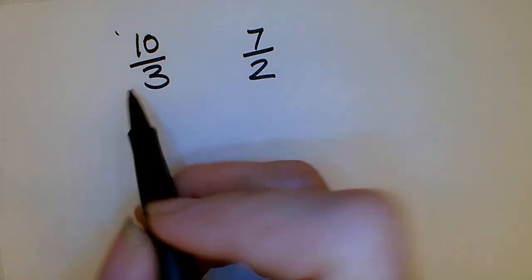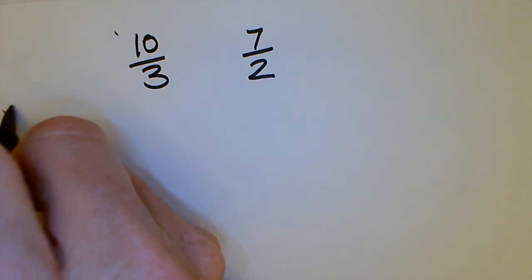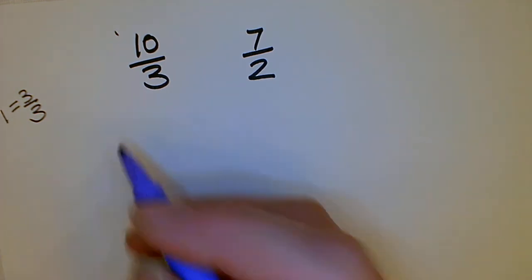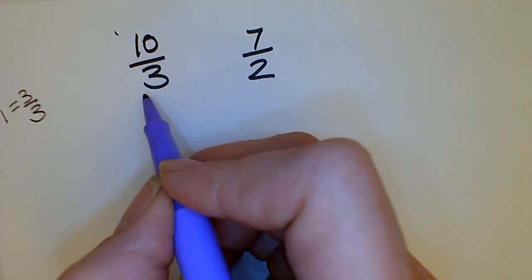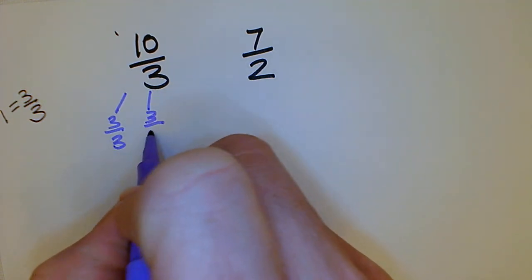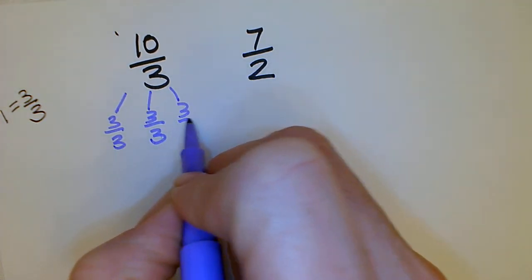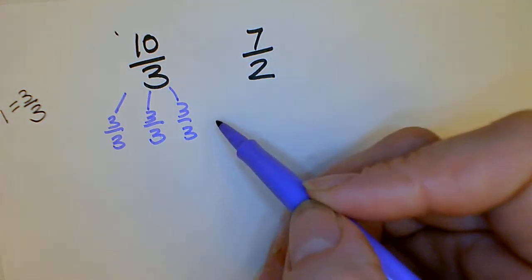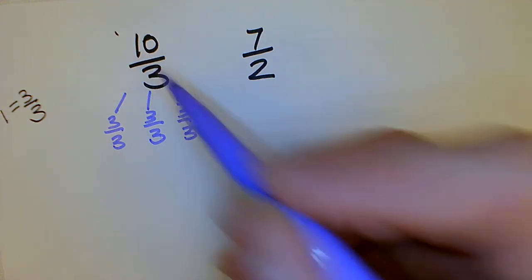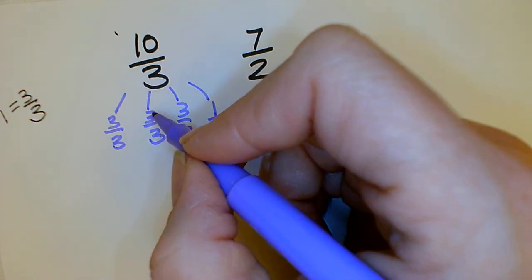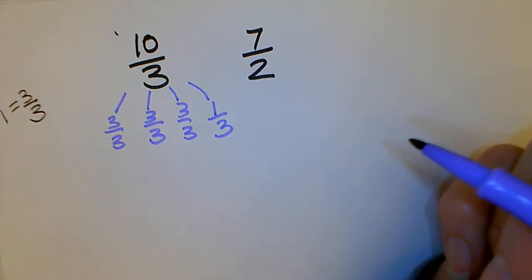So here we go. For this one, what I'm going to remember is that 1 is equal to 3 thirds. So I want to pull out groups of 3 thirds out of this. I'm going to put 3 thirds here, and that's equal to 1. 3 thirds here, so that's 6. 3 thirds here, that's 9. If I did another 3 thirds, I would go up to 12 thirds. That's too much, I only have 10 thirds. So I'm going to put that last one right here. So I had 3 thirds, 6 thirds, 9 thirds, 10 thirds.